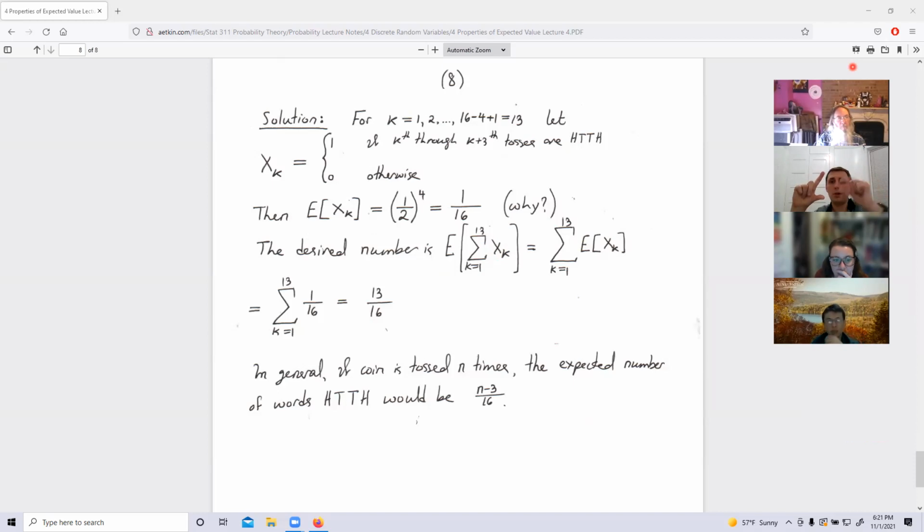It must be what? First position has to be H, second position has to be T, next position T, and the last H. So there is only 1, but altogether there are 16 possibilities. Good. And then because there are 13 of them, it's 13 divided by 16. In general, if I perform the experiment n times, it's going to be n minus 3 divided by 16. That's how many times I will see on average the string HTTH.